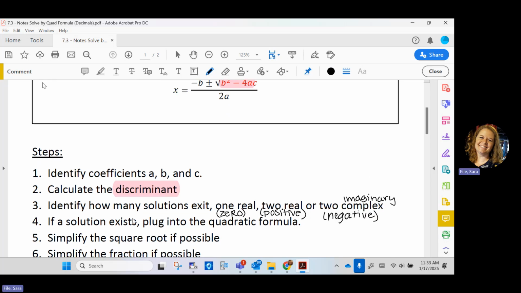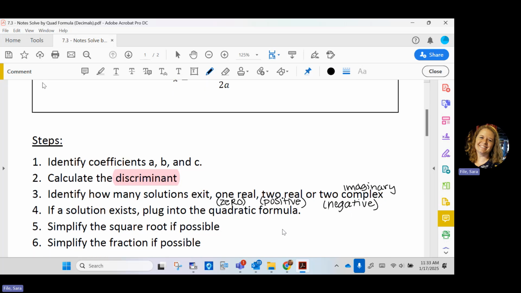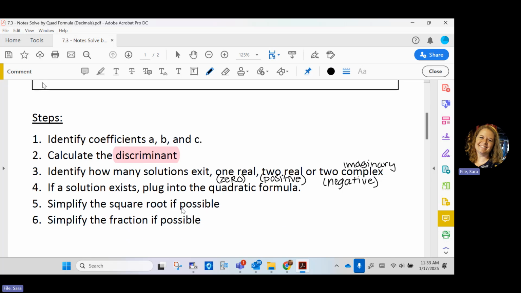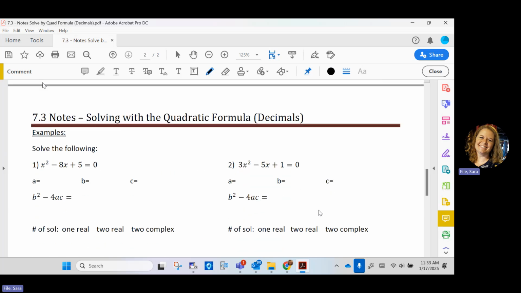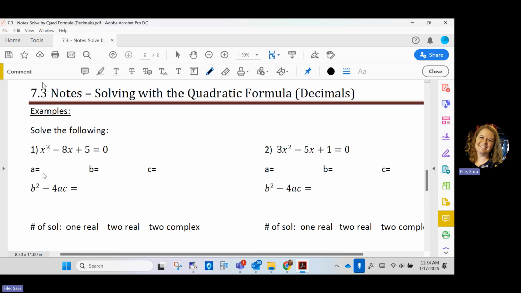Now, if the solution exists, if you don't get a negative under there, then we're going to go ahead and solve. We're going to simplify the square root if possible, and then simplify the fraction if possible. So let's jump into some examples here on the back.